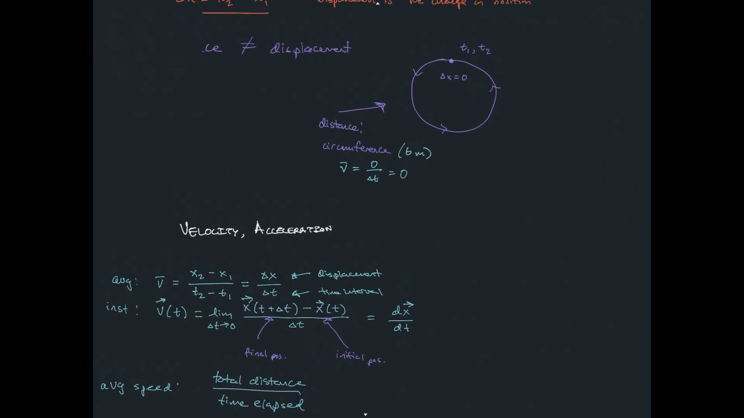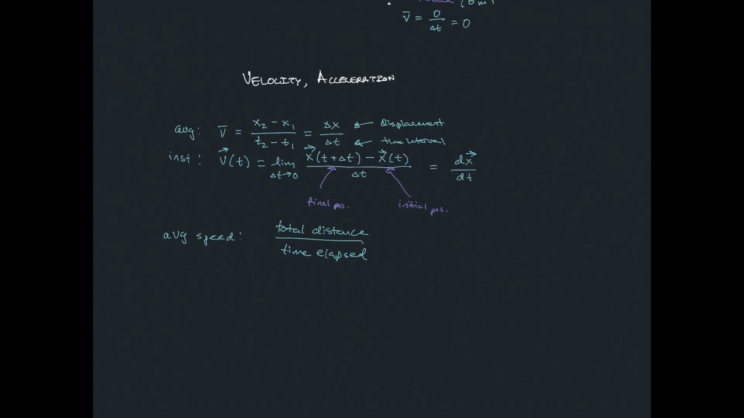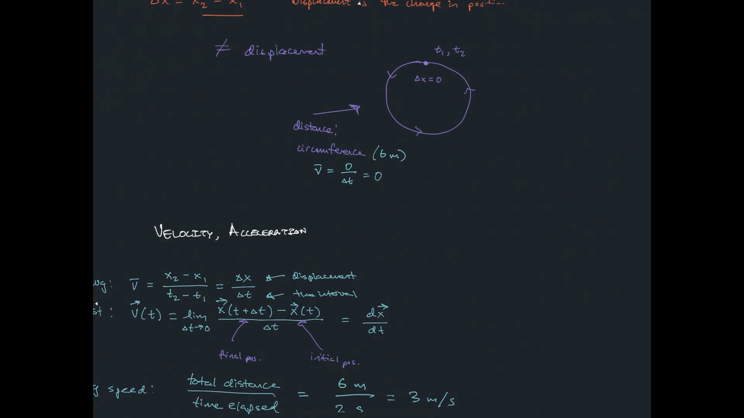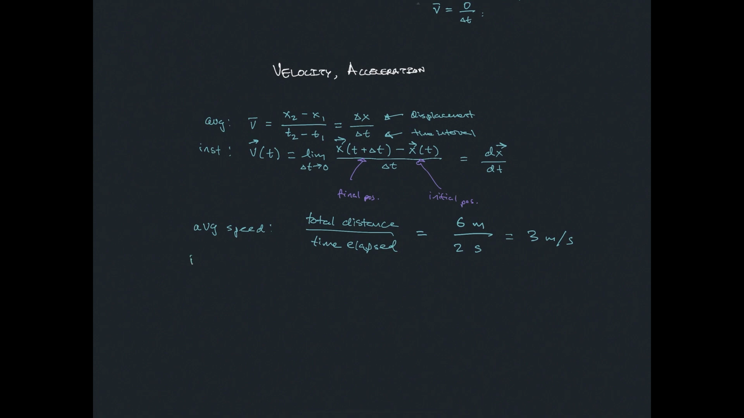Okay, so in this circle example, if it's moved, say, 6 meters in 2 seconds, then the average speed would simply be 3 meters per second. However, the average velocity you would expect to be 0 because the displacement is 0. But instantaneous speed is a little different because it's the magnitude of velocity, or of instantaneous velocity.